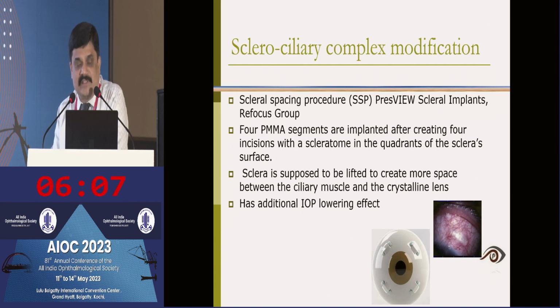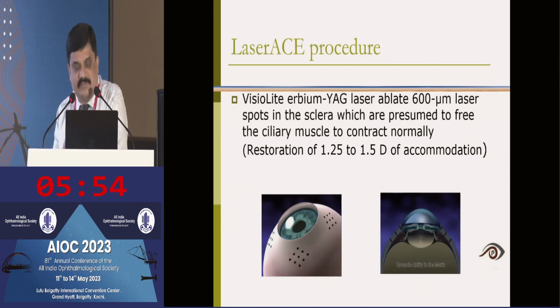This is about the scleral surgery complex modification, so I will not talk about it. Normally what they do is, 4 PMMA segments are implanted after creating 4 incisions with a sclerotome in the quadrants of the sclera, which has an effect on near vision.